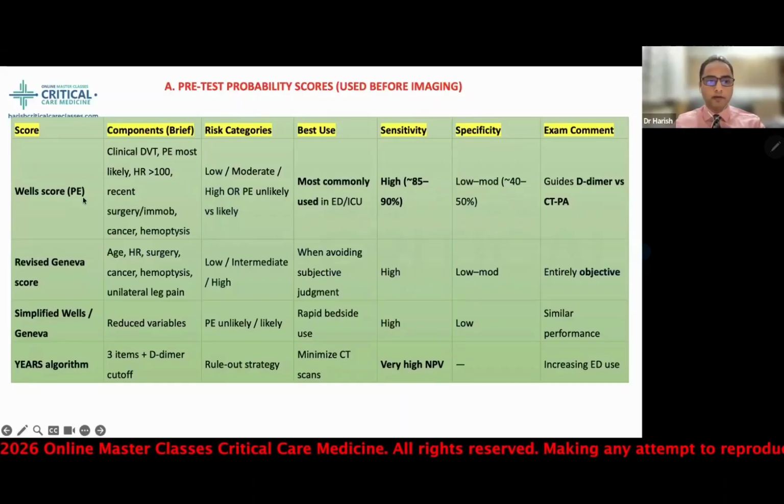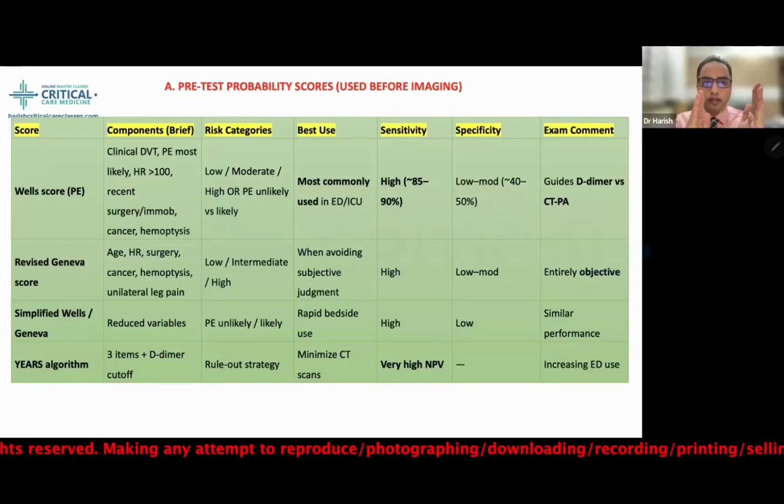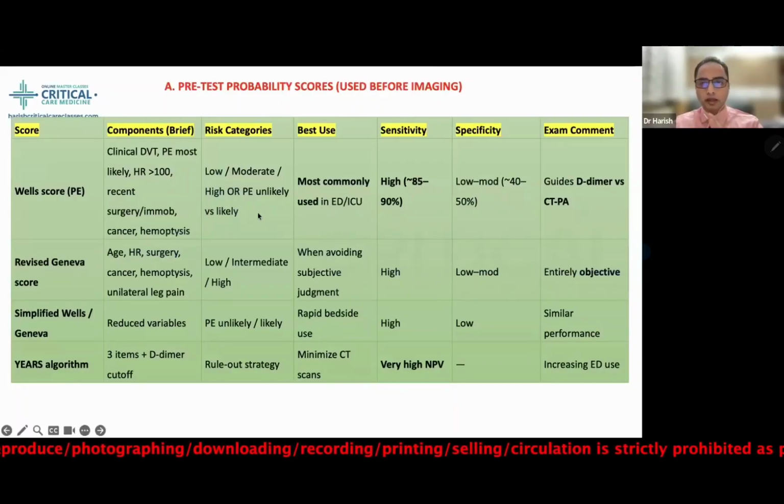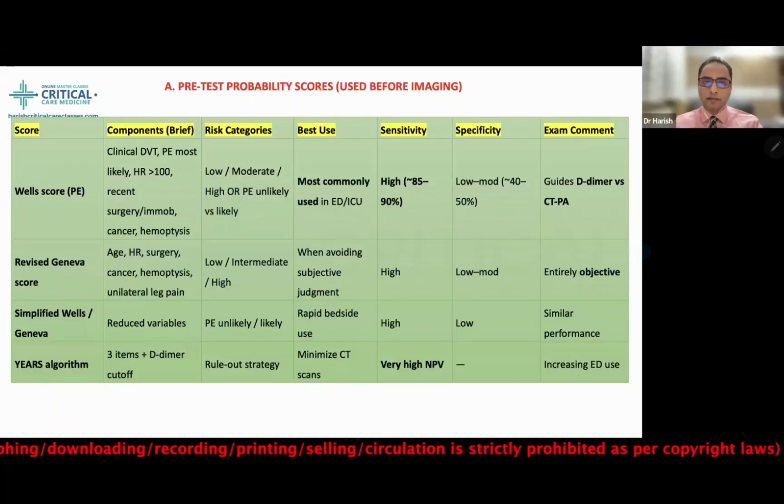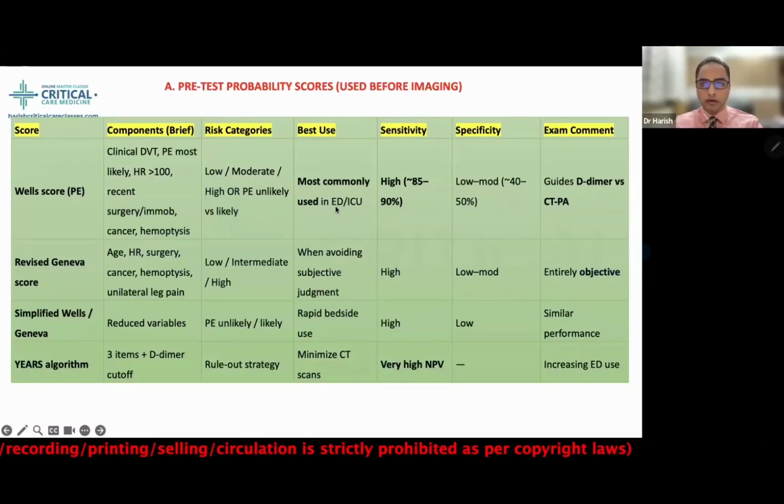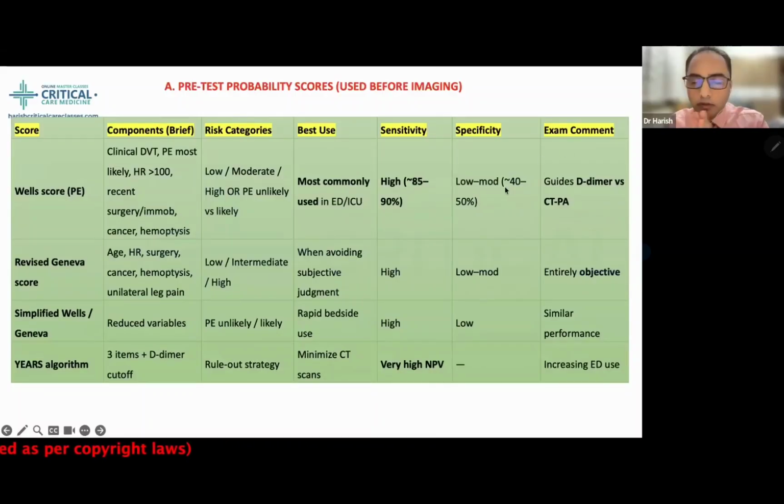Okay, the Wells score for pulmonary embolism categorizes the patient into low risk, moderate risk or high risk, or it tells whether PE is unlikely or PE is likely. Most commonly used in the emergency department and ICU. Good sensitivity around 85 to 90%, but the specificity is low to moderate, around 40 to 50%. So it tells whether we need to go for D dimer or CTPA based on the probability score.